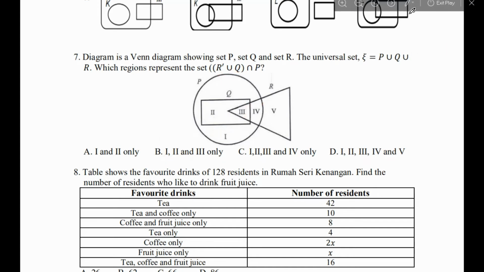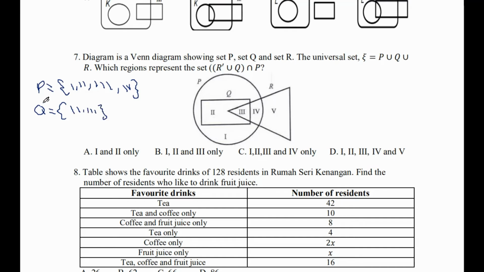For method 2, you can do like this. For P, I have 1, 2, 3, and 4. For Q, we have 2 and 3. R, 3, 4, 5. Then we start with the bracket. Always start with the bracket. So R prime. R prime means outside of R. So outside of R, it will be 1 and 2.